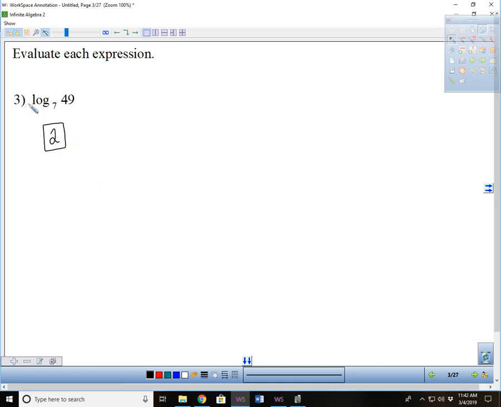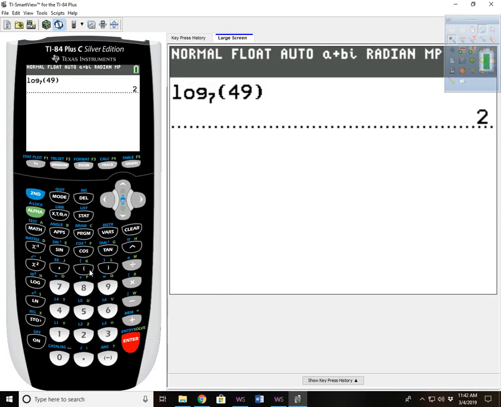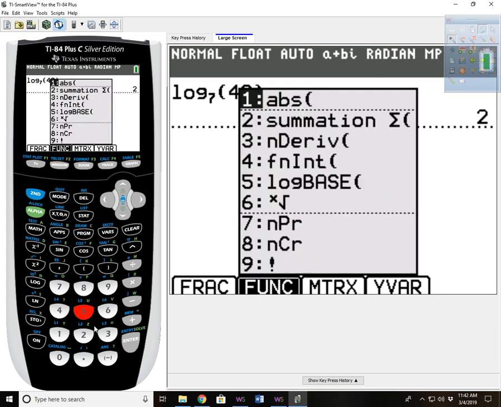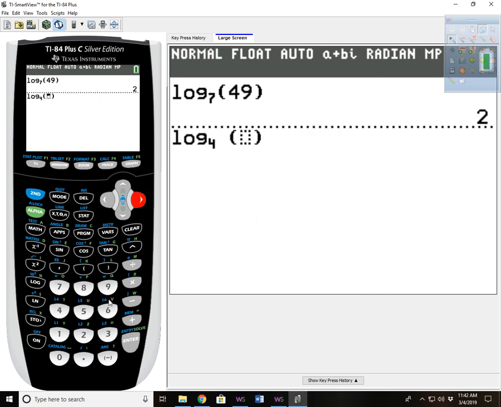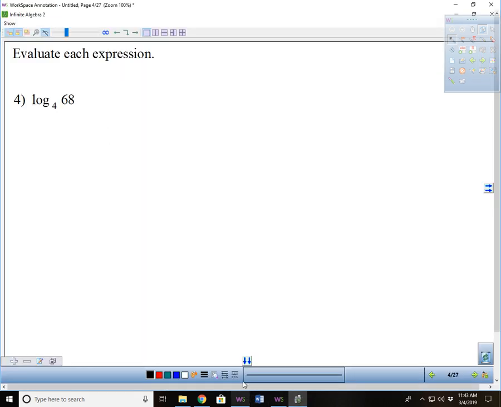So if it says just to evaluate and you're just supposed to know what it's equal to, just put it in the calculator. So 4 is just like that, all right? And so is 5. So if you pull up your calculator, number 4 says log base 4 of 68. So log base 4 of 68. And we're just going to round to the hundredths. So that'd be 3.04.